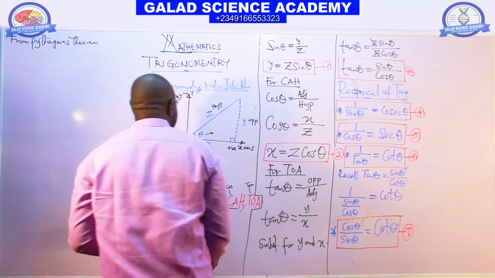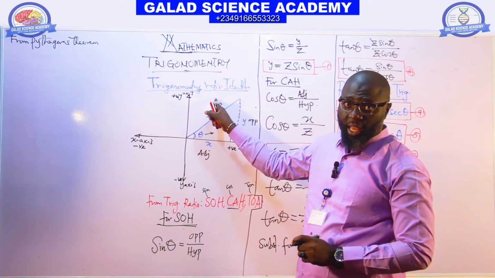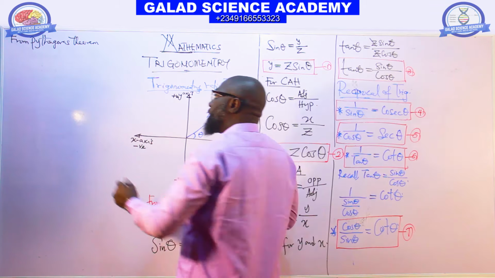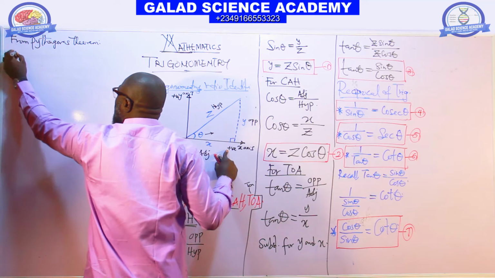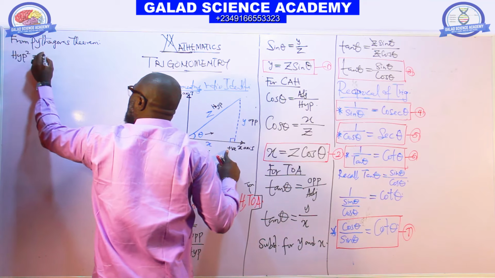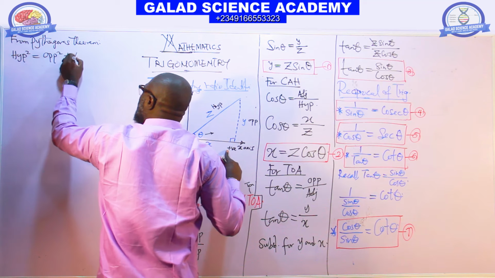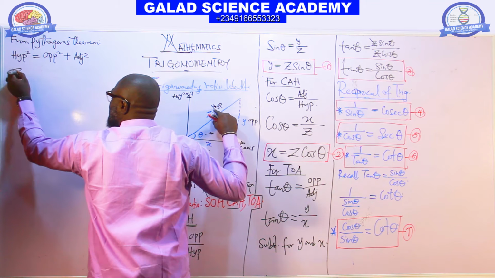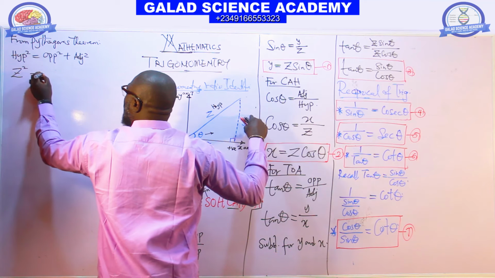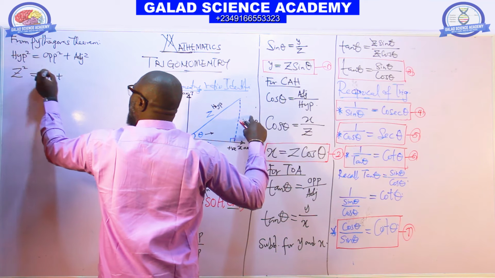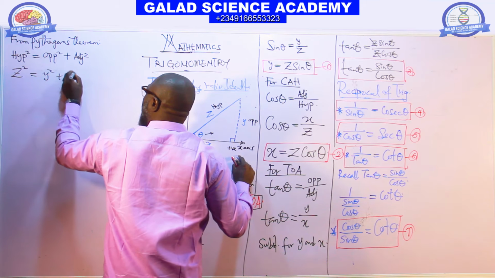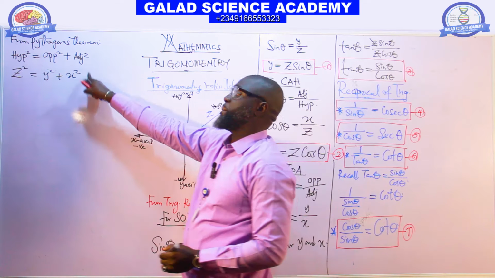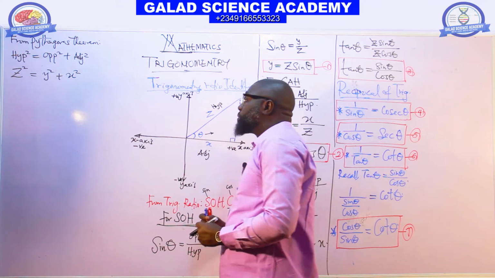The Pythagoras theorem states that hypotenuse square is equal to the sum of opposite square plus adjacent square. What is my hypotenuse here? We have z. What is my opposite here? We have y. What is my adjacent here? I have x. I get this from Pythagoras theorem.